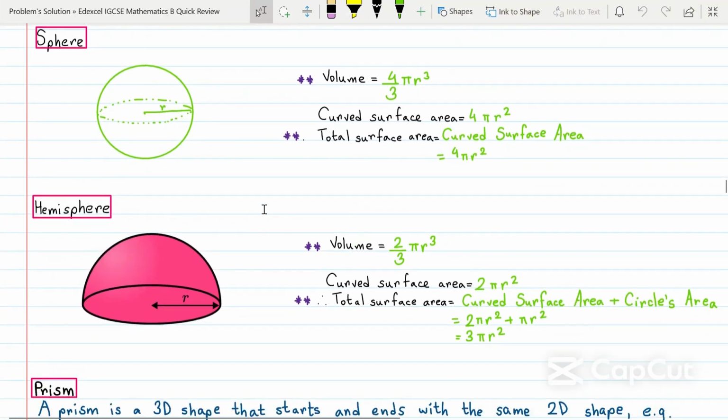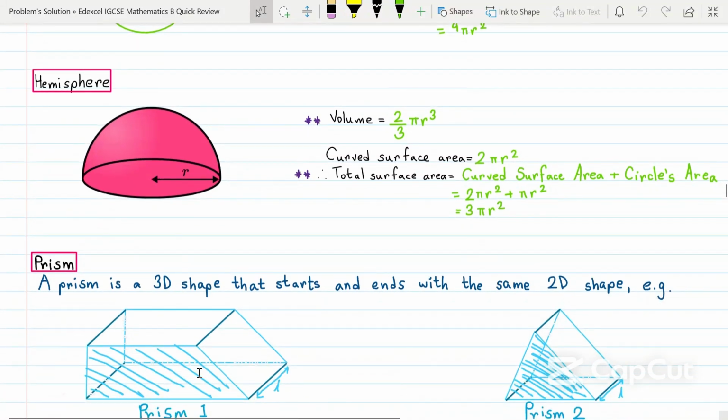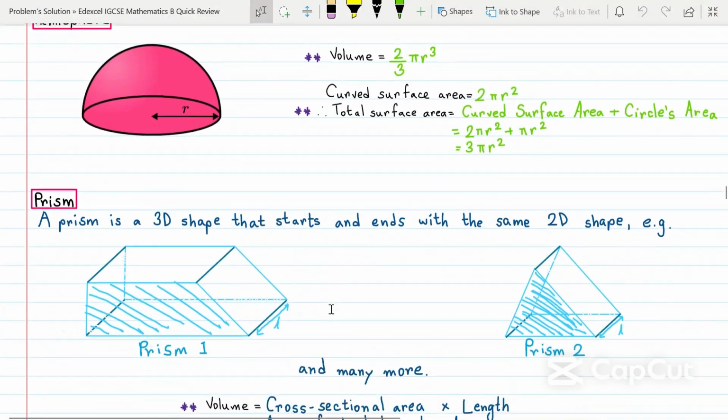Now the next we have is a prism. Before that we have to know what a prism means. A prism is a three-dimensional shape that starts and ends with the same 2D shape. Yes, that's right, guys. Here you can see two types of shapes. This is the first prism. The shape starts with a trapezium with the same lengths, heights and slant heights, and it also ends with the same shape. The same goes for this triangular prism, and many more.